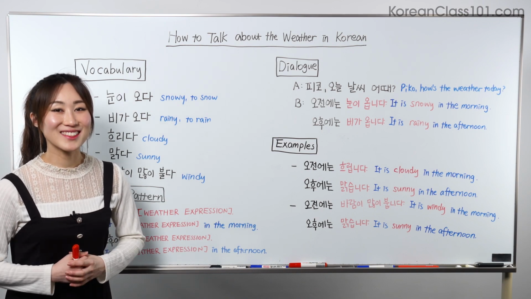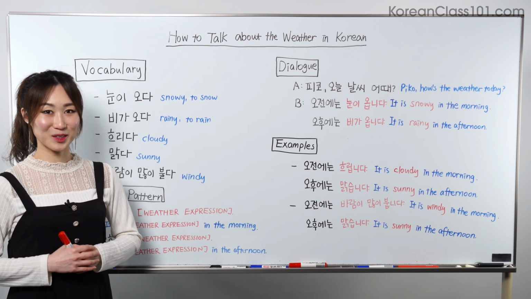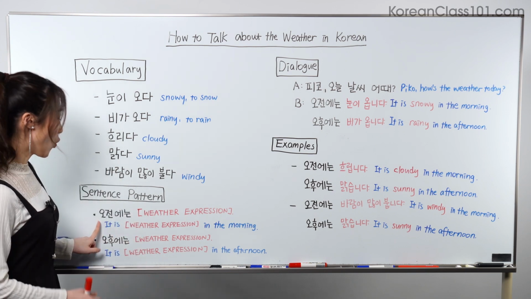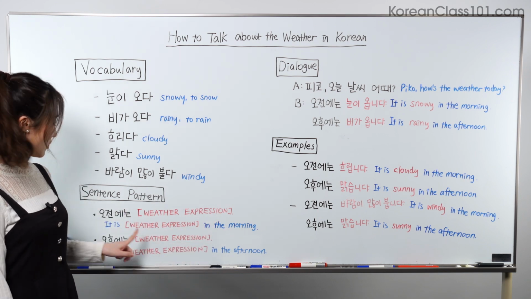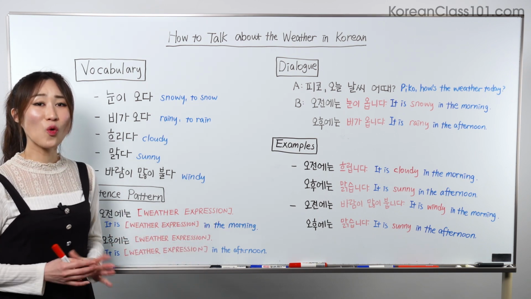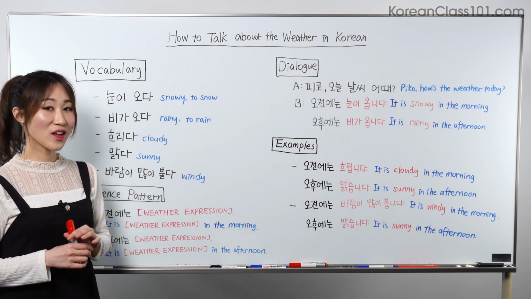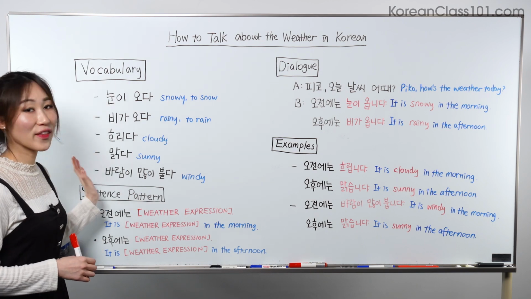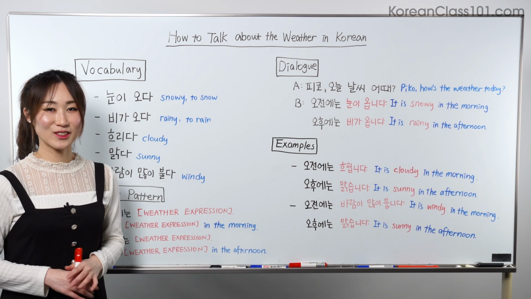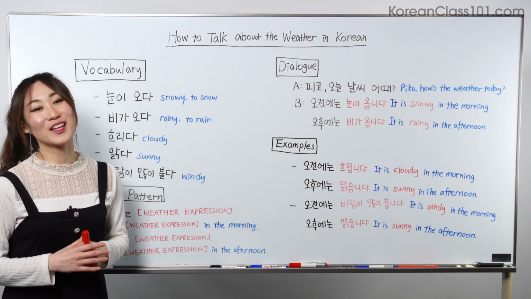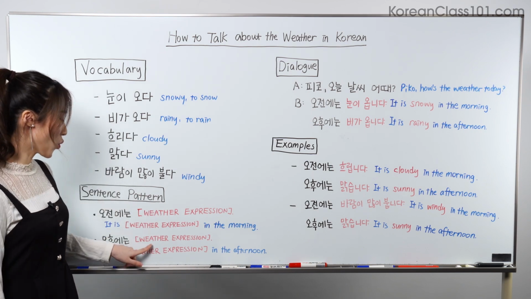Now, let's look at the sentence pattern. This pattern is used in the structure in the dialogue. So, 오전에는 weather expression. 오전 means morning. 에는, so 오전에는 means in the morning. And we used this weather expression. And how about this? 오후에는. 오후 is afternoon, and 오후에는 is in the afternoon. And then we use the weather expression.